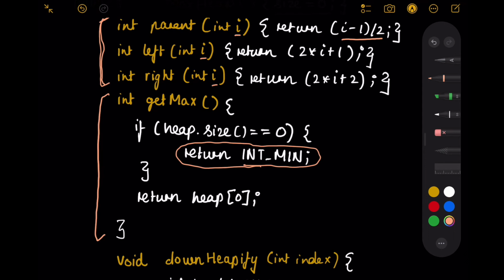And in case it's a valid query and there are elements present in the heap, then our root will be present at the 0th index. So we return the element at the 0th index. This line basically returns the element at the 0th index, which is going to be the root, and also the maximum element.